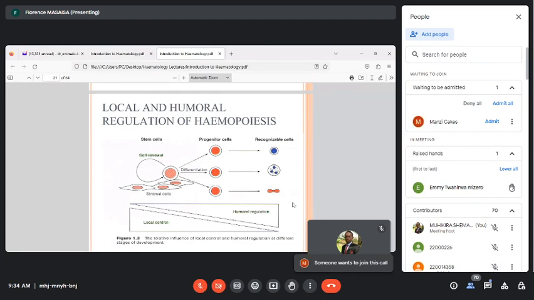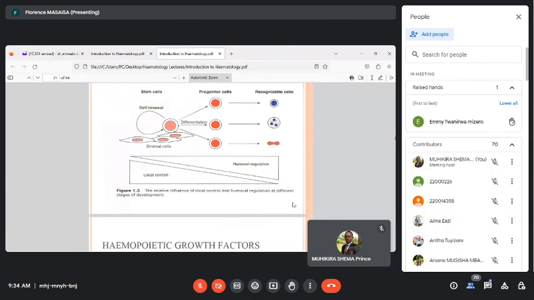Apart from that, we have the humoral regulation. Those are the two which should be there to support that.